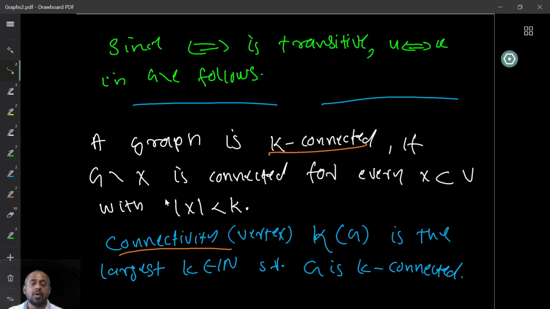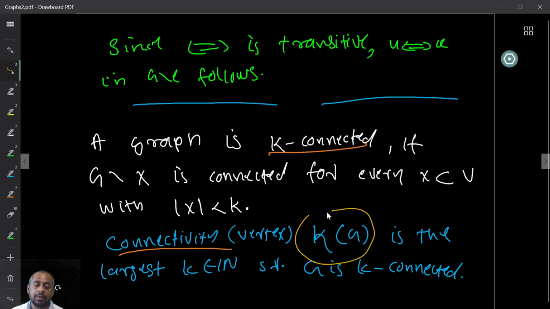Right? So no matter how many vertices I remove, as long as the number of vertices that you remove is less than k, no matter which vertices I remove, the graph will still be connected. And the largest k for which the graph is k-connected is called the vertex connectivity, denoted by kappa of G. So kappa is the vertex connectivity, or simply connectivity. When we say connectivity, it is usually the vertex connectivity. Kappa of G is the largest k such that G is k-connected.